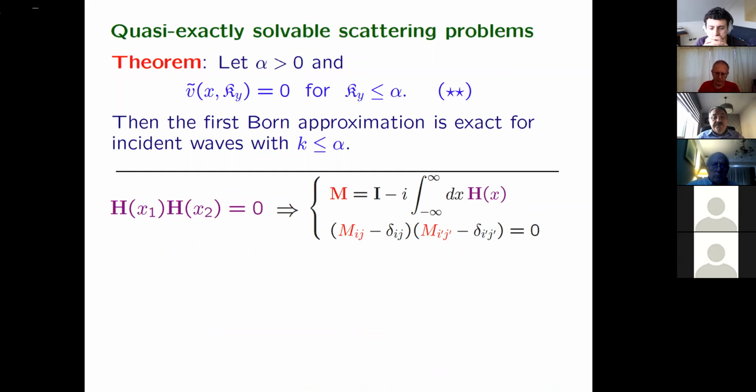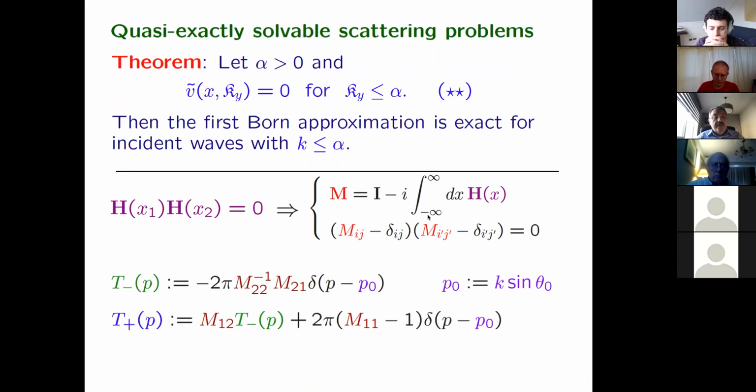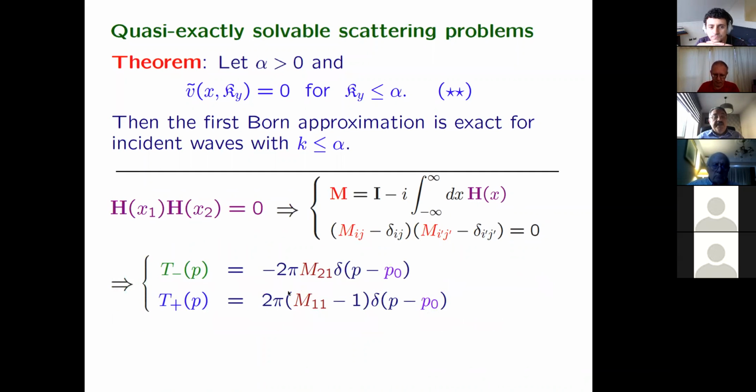Now, with these two equations, we could solve this equation. This is an integral equation, and we obtain these equations. So we get this T minus and T plus in terms of M21 and M11, and I have an explicit formula for M11 and M21. Just integrate H, you get that.